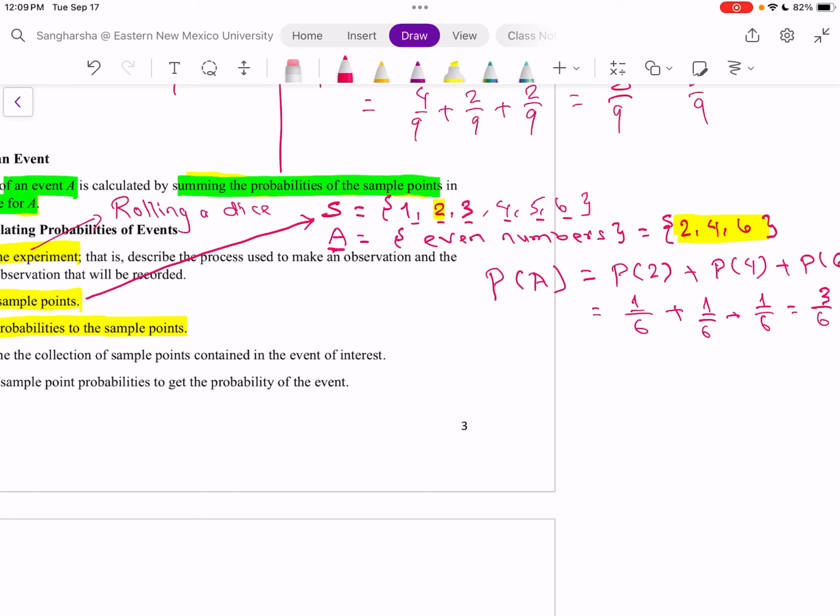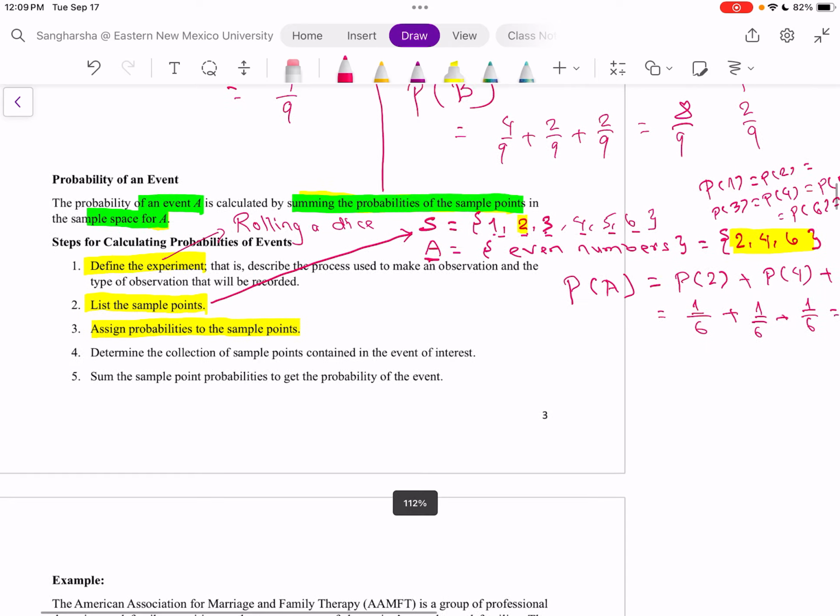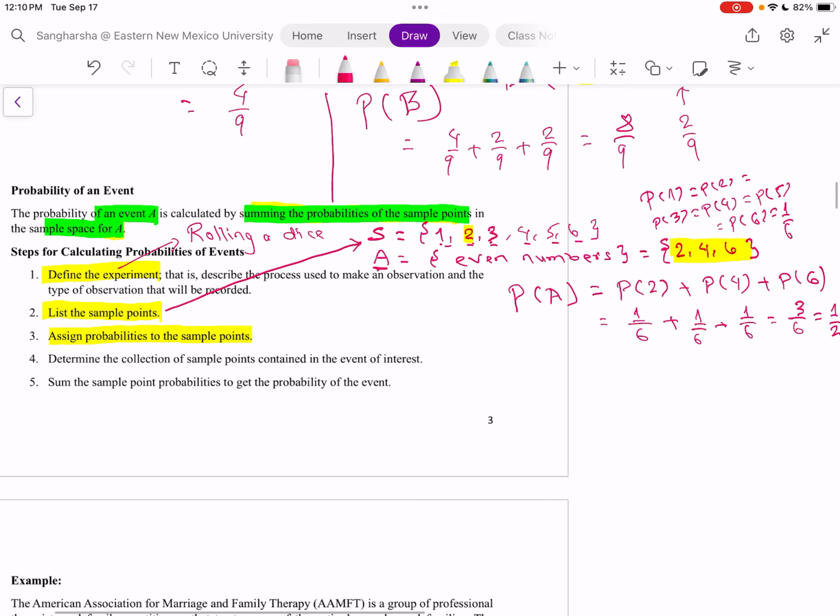Now, what is the probability of getting each sample point? P of 1 equals P of 2 equals P of 3 equals the probability of getting 4, the probability of getting 5, the probability of getting 6. All of these are equal to 1/6, right? It's the same probability. So we assign probabilities for each sample point. That's our third step.